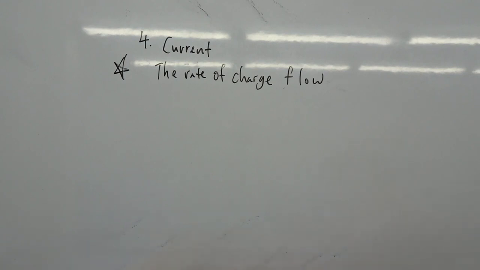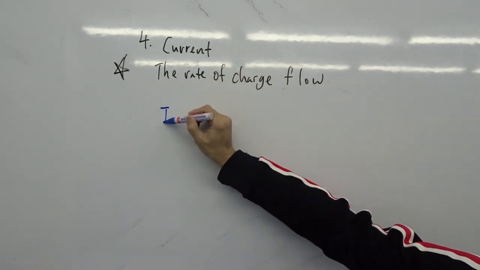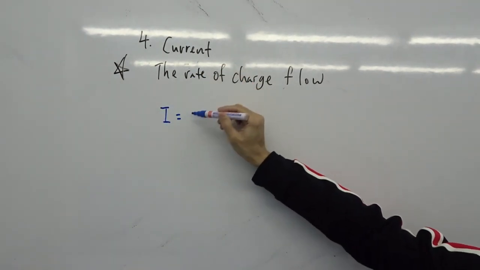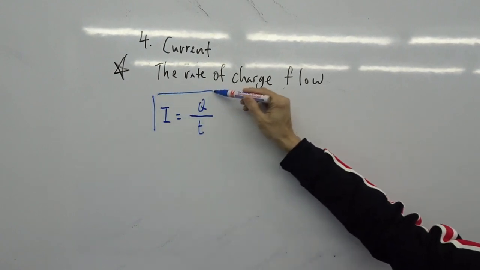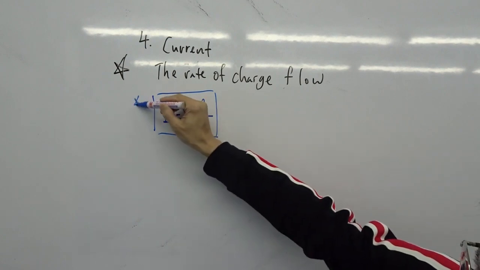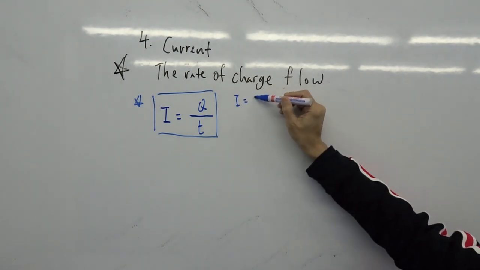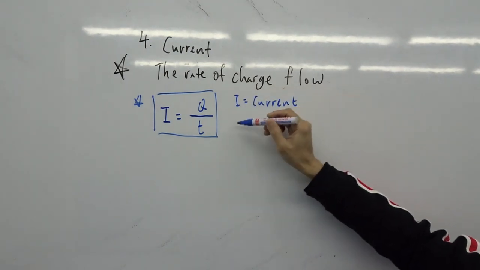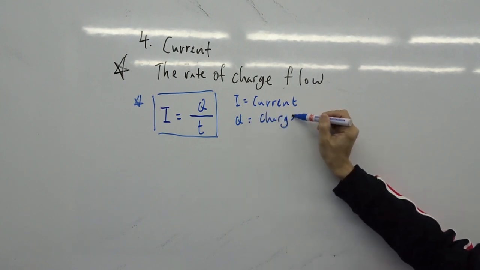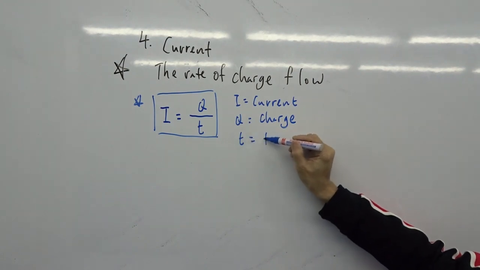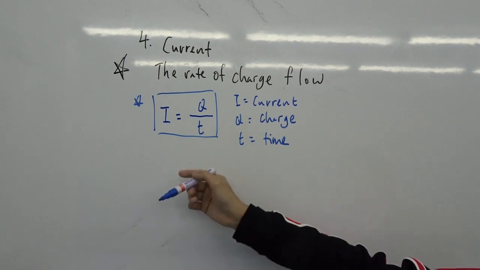So now I give the formula. We define the formula. So current in physics is big I. So equal to the rate is per T. Charge flow is Q. So I equal to Q per T. This is the second formula. Okay. And then I equal to current. Q equal to charge, T equal to time.